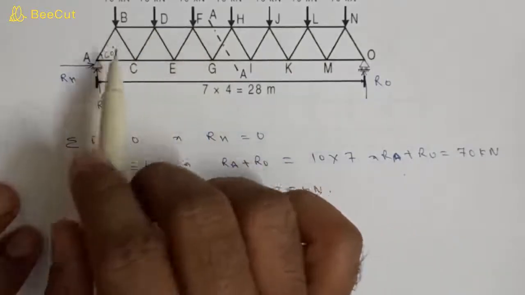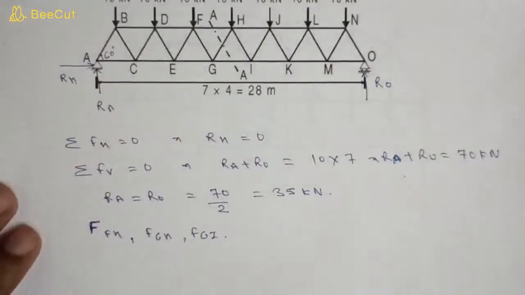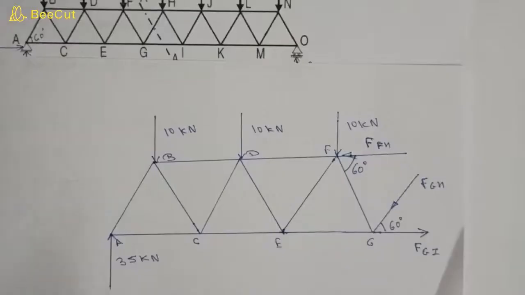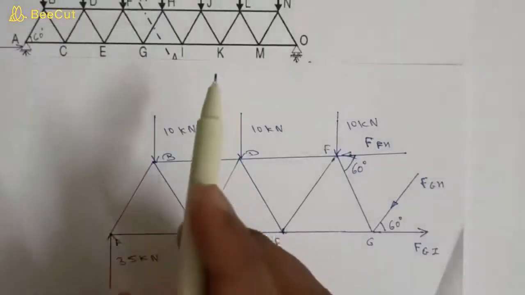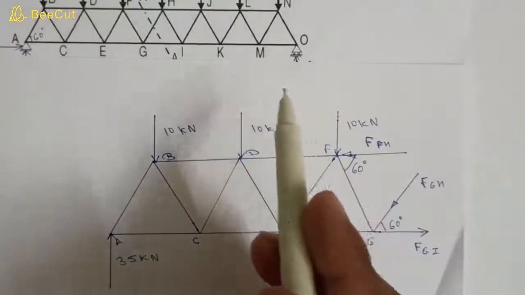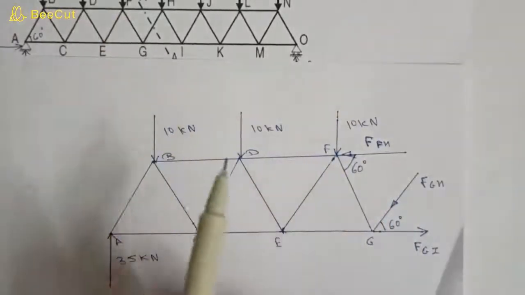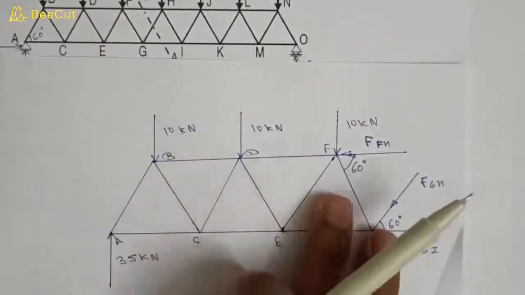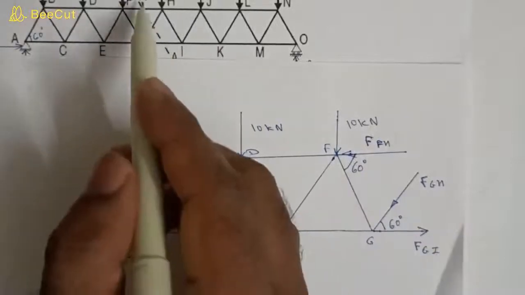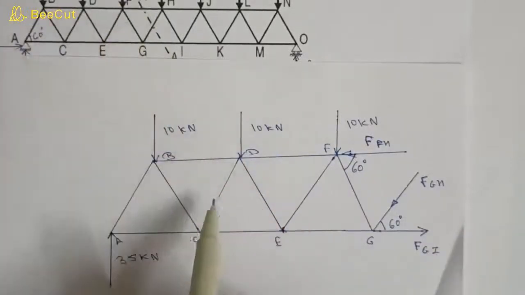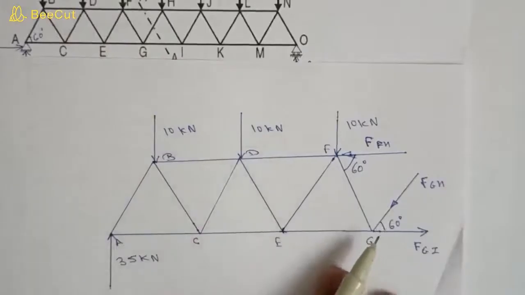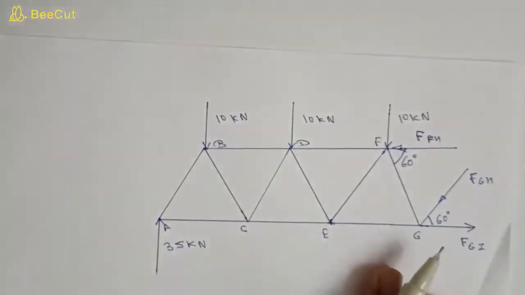So we will consider the left hand side. The whole truss is in equilibrium, so either the left hand side or right hand side, both portions will be in equilibrium too. I have drawn the left hand side of this section. This portion I have drawn here for problem solving, and now let's solve this.